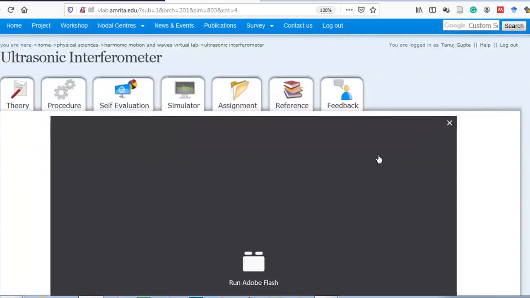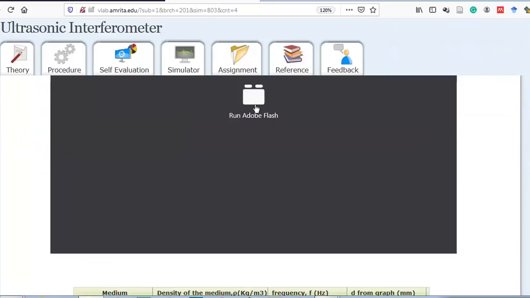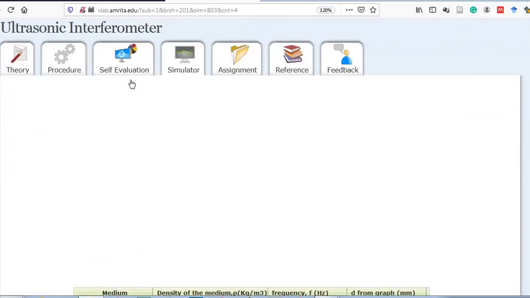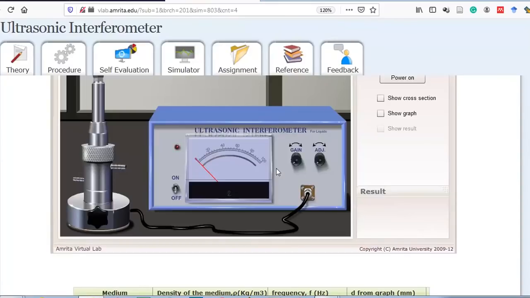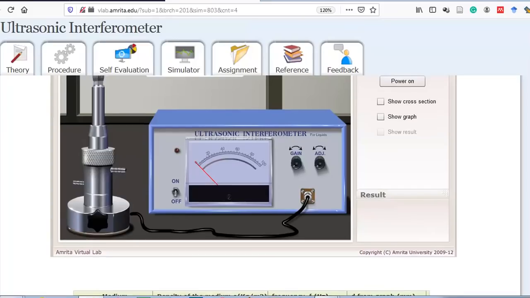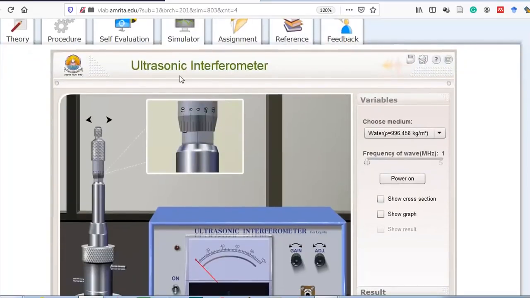Then again you may see this kind of thing on the screen. You have to click on the button run, allow it, and then it will open the display. But if you don't want to see such a scenario in your system, you can prefer Internet Explorer, because someone told me that if you go to Internet Explorer, this kind of problem will not occur. But if you are using Chrome or Mozilla Firefox, then you need to enable and run that Flash player. Fine, so this is how the setup looks.